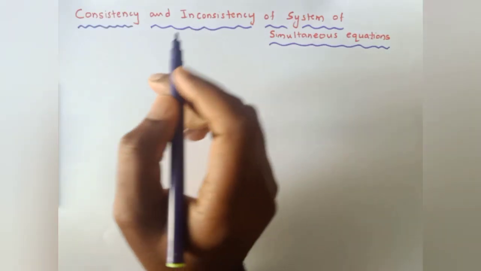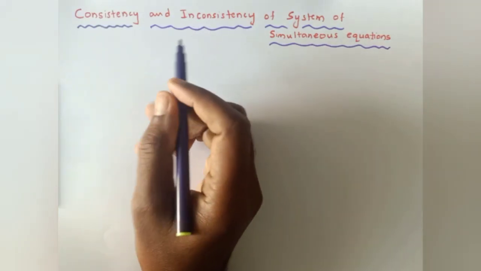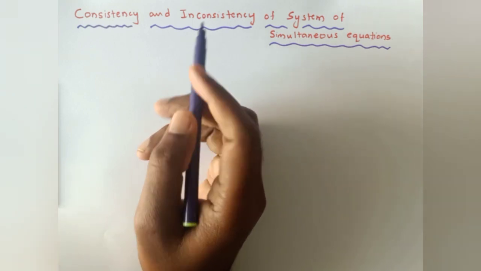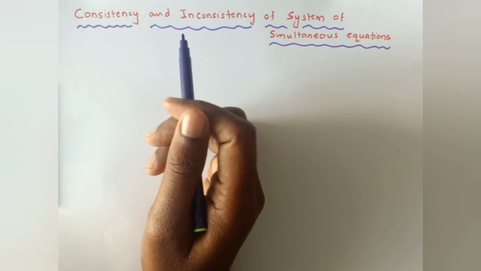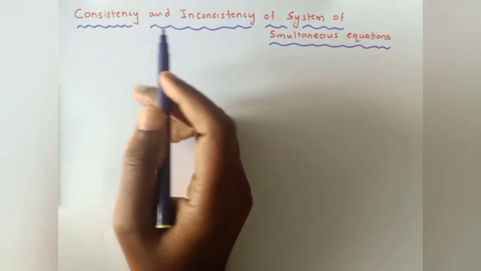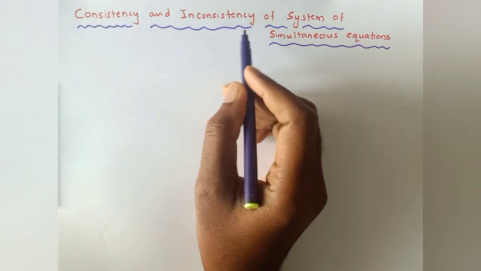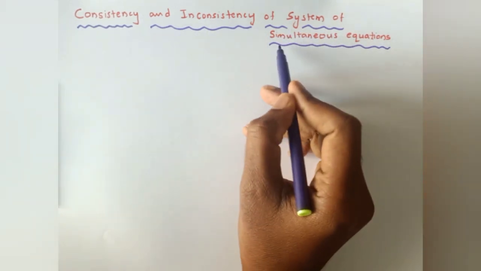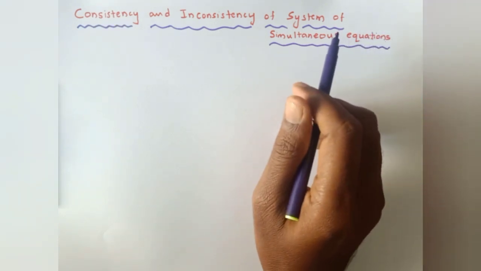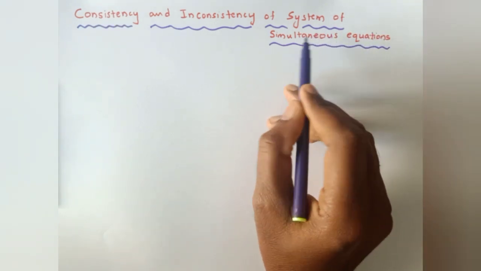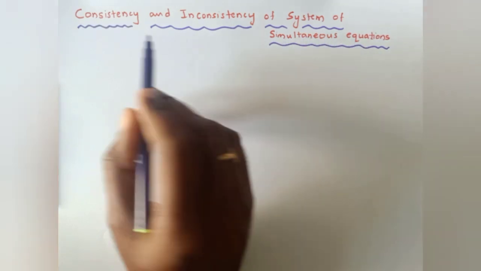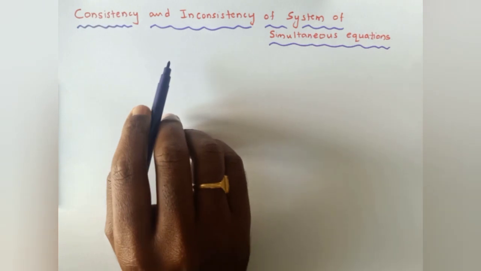Students, I hope you did all the problems in exercise 3F which are related to the concept of rank of a matrix. Let's see the consistency and inconsistency of system of simultaneous equations in this lecture. Now we are going to see whether the simultaneous system of equations are consistent or inconsistent.